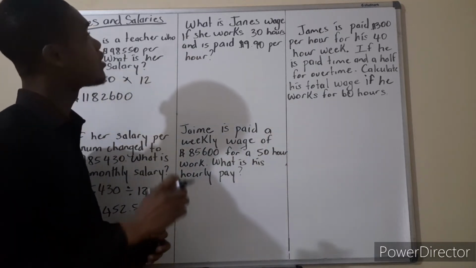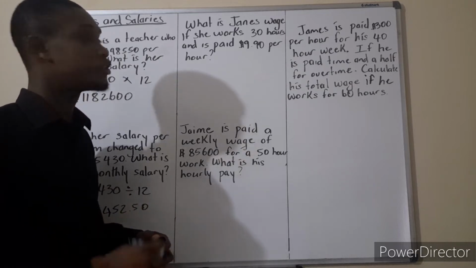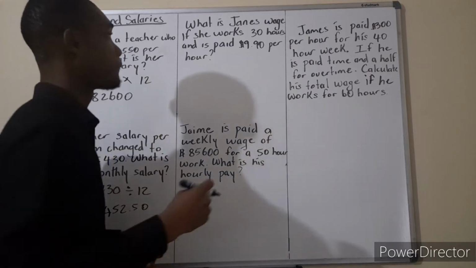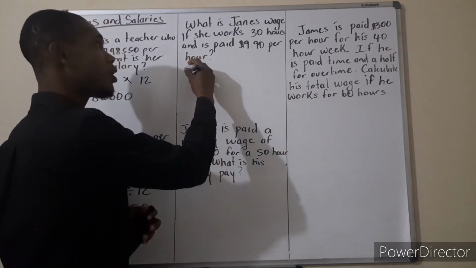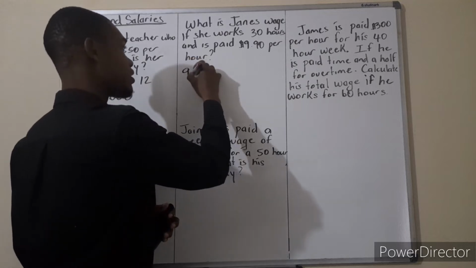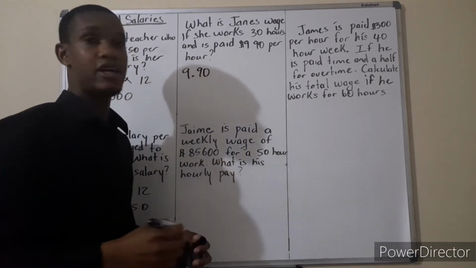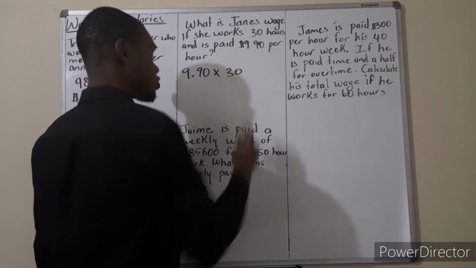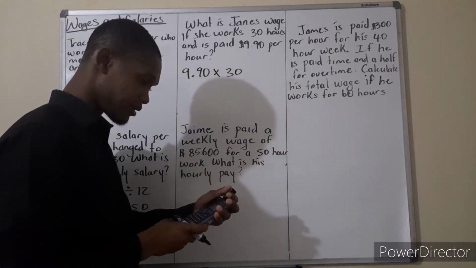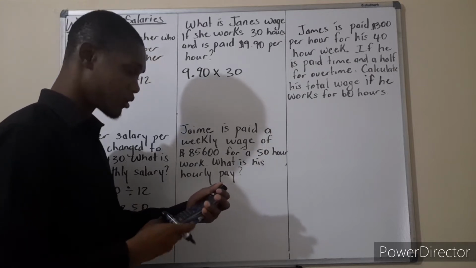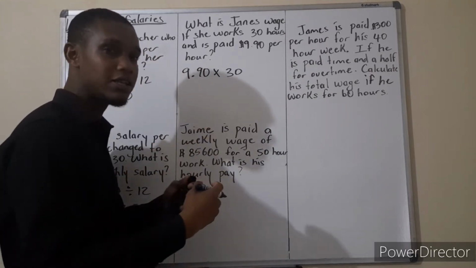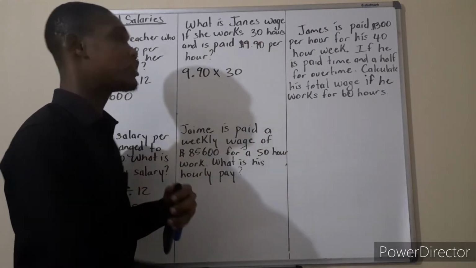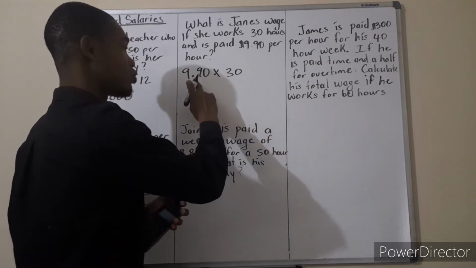Here now, wages. It says, what is Jane's wage if she works 30 hours and is paid $9.90 per hour? So if every hour that goes by, you're getting $9.90 and you worked for 30 hours, you just simply need to multiply. So it would be $9.90 multiplied by the 30 hours. So as long as you're moving from hours and your hourly rate to get your final wage, you will multiply as well.